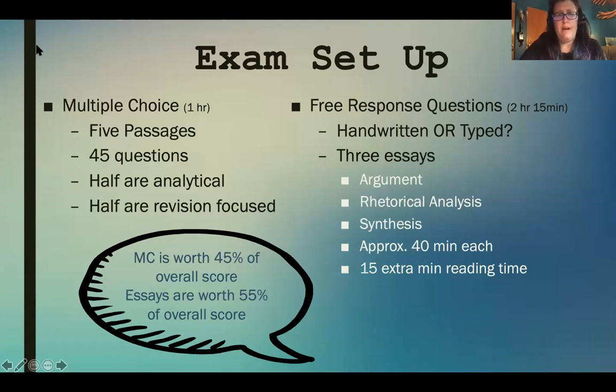By the time it gets calculated, the multiple choice is worth 45% of the overall score, and the essays all calculated together are worth 55%. So you can see the essays are weighted a little bit more heavily, which makes sense because it's a composition course.